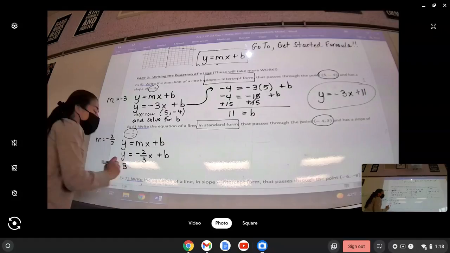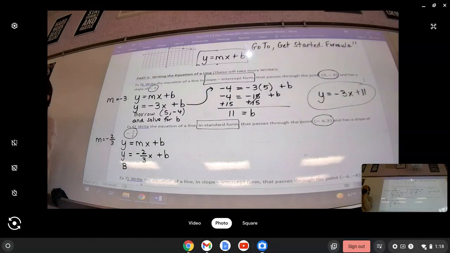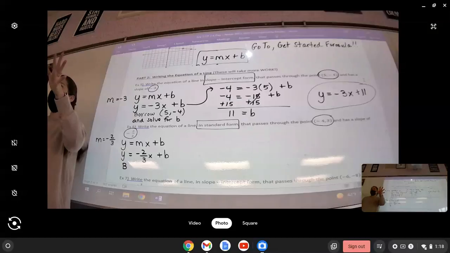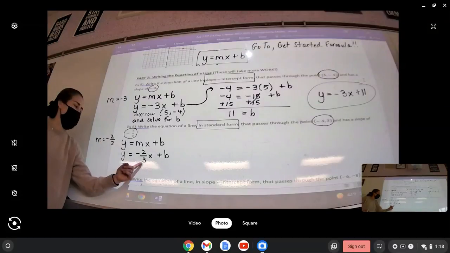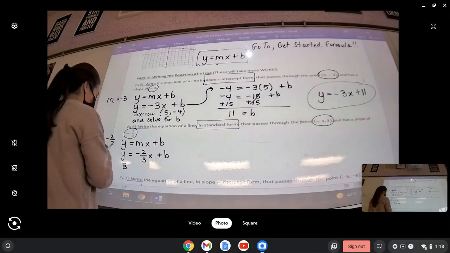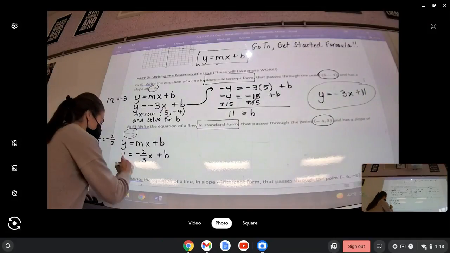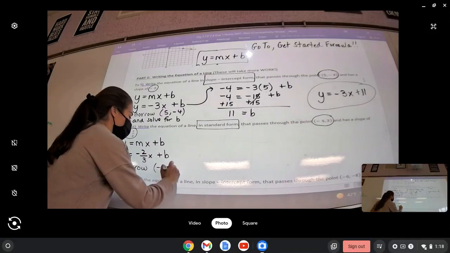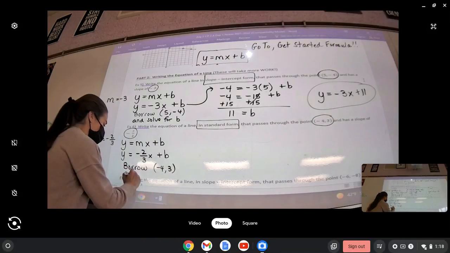So borrow that point. So guys, this is a bad problem for two reasons. Number one, we got to end in standard form. That's never good for us. Now, slope is a fraction. So now when you start plugging this point in, now you got to work with fractions. Okay. Oh, borrow. Borrow this -4/3 and solve for b.